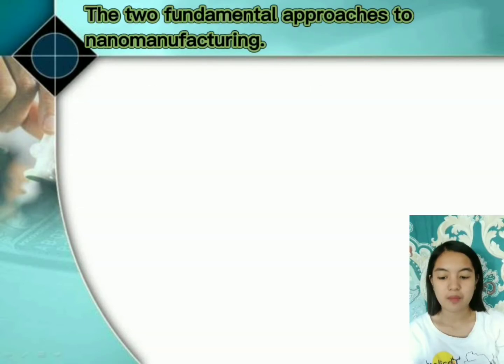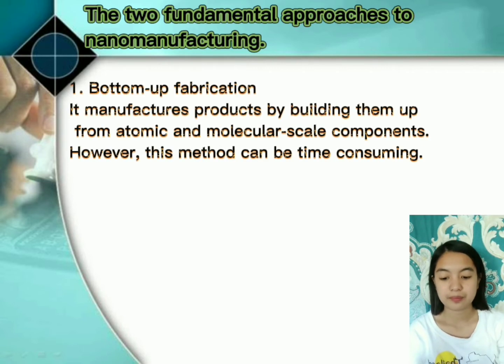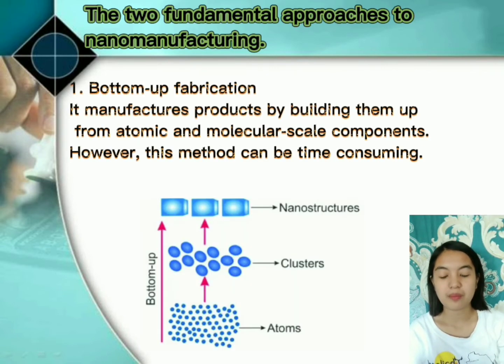Two fundamental approaches to nano manufacturing. First is the bottom-up fabrication. It manufactures products by building them up from atomic and molecular scale components. However, this method can be time-consuming. Scientists and engineers are still in search of effective ways of putting together molecular components that self-assemble and form bottom-up organized structures.